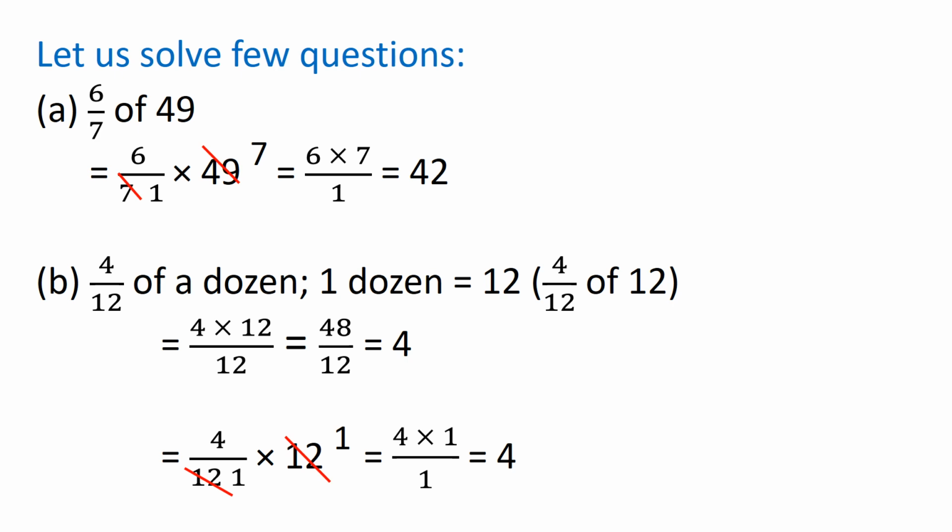The second example, 4 upon 12 of a dozen. Dozen means 12. So it is 4 upon 12 of 12. 12 and 12 we can cut and write 1 in the numerator and 1 in the denominator. So it becomes 4 into 1 upon 1, which is equal to 4.